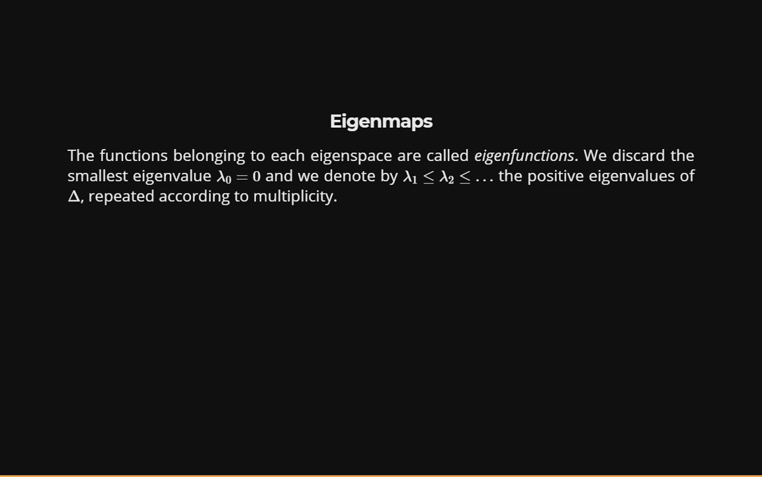So we take one, we discard the smallest eigenvalue. So lambda 0, we don't care about that. We take lambda 1, lambda 2, and so on, the positive eigenvalues. For each eigenspace, so solution to Laplacian of u equals lambda u, we get a vector space whose elements are called eigenfunctions. We repeat according to multiplicity, because every multiplicity is finite, so we get anyway a well-defined sequence.